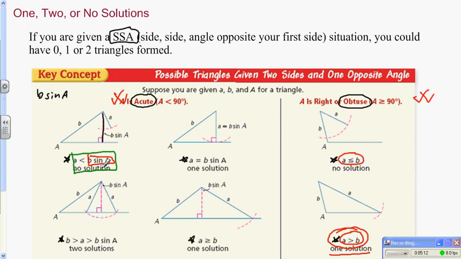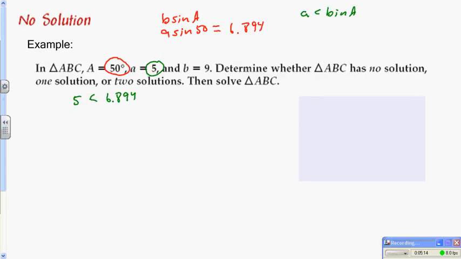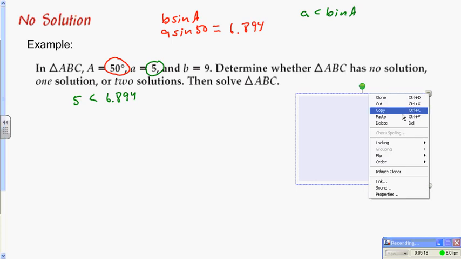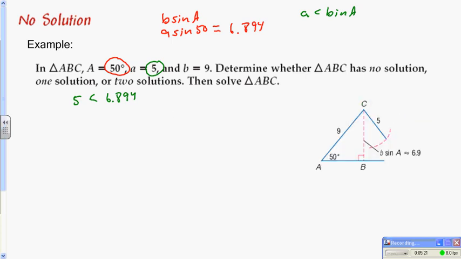It tells us that if we were to draw it out, then that side, given the information we have, would not have been long enough to reach the third side. So given that it's 50 degrees and that this is 5 units long and this is 9, there's no way that would reach the third side to create a triangle. So no solution.